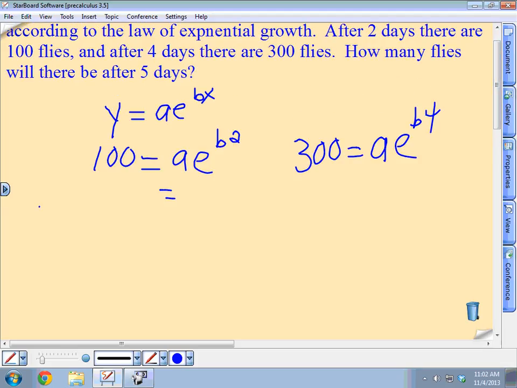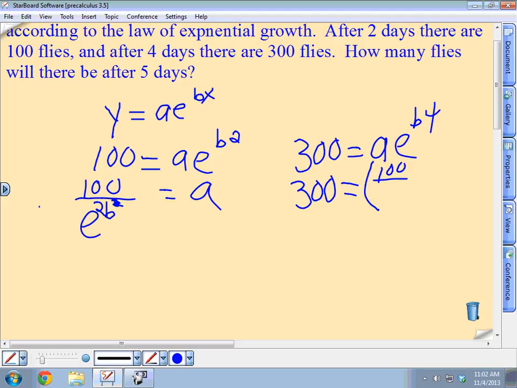So what is a? Well, it's gonna have to be 100 over e to the 2b. And now you're telling me to put that into the A on the other side to solve for B. No, I refuse. 100 over e to the 2b. Now you're telling me to put that on the other side, e to the 4b. Are you okay, Kelly?